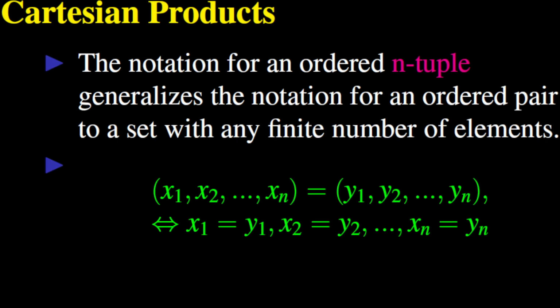The notation for an ordered n-tuple generalizes the notation for an ordered pair to a set with any finite number of elements. It also takes both order and multiplicity into account. For instance, the n-tuple (x1, x2, x3, ..., xn) is equal to (y1, y2, y3, ..., yn) if, and only if, x1 equals y1, x2 equals y2, ..., xn equals yn.